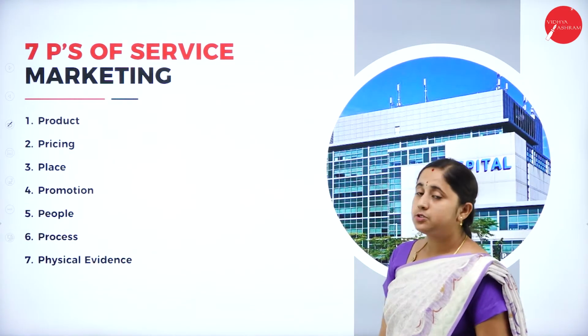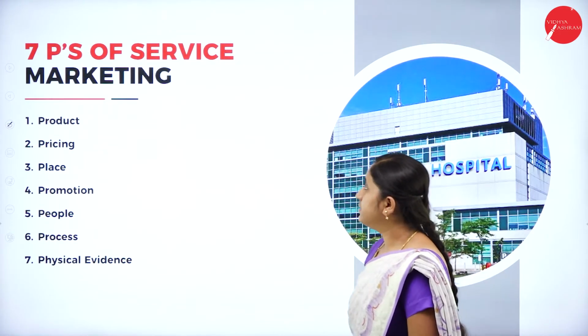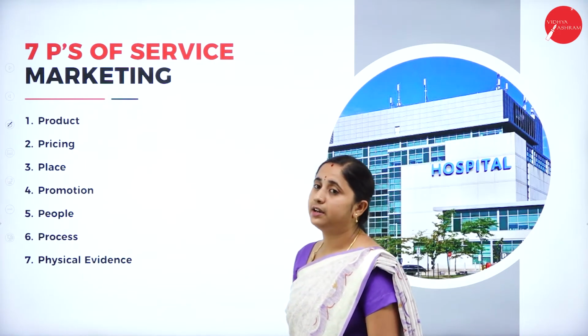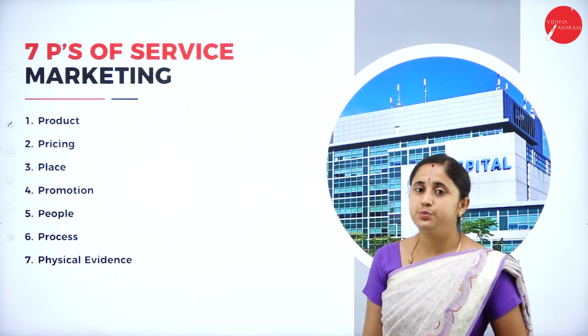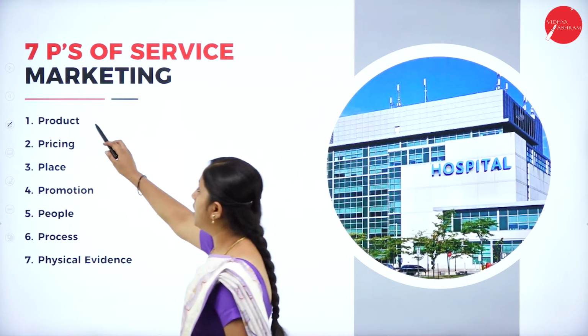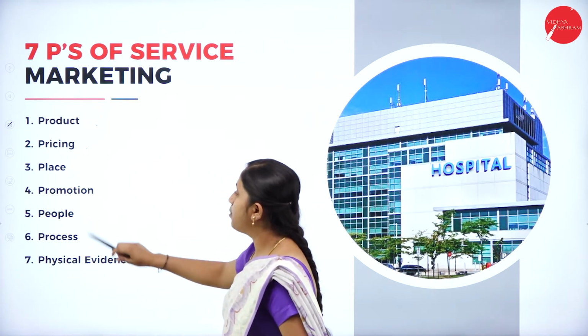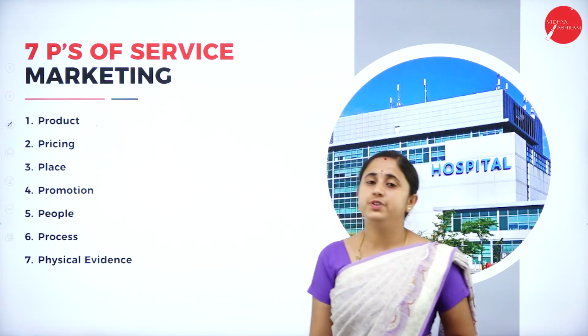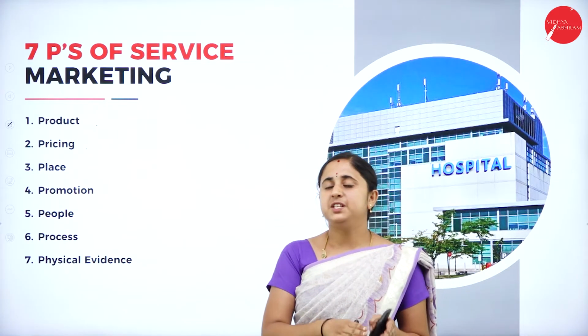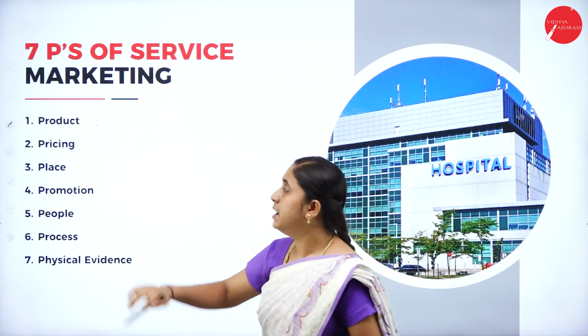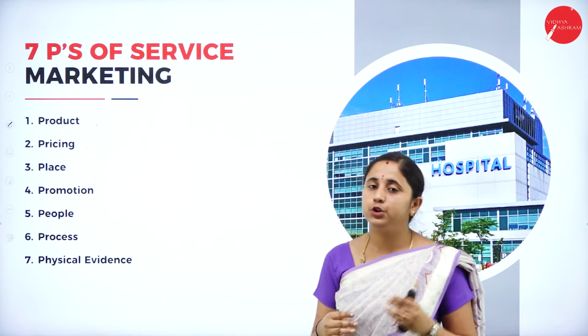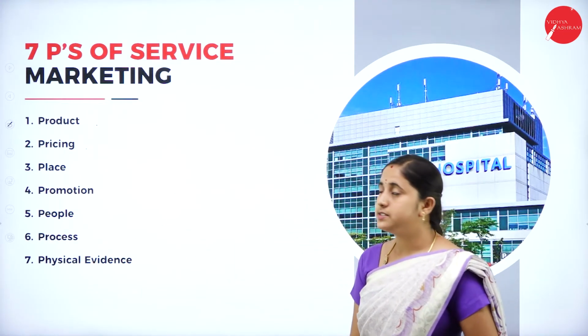Next one, last topic for Unit 5, 7 P's of service marketing. Now you all know the 7 P's for service marketing are product, pricing, place, promotion, people, process and physical evidence. Both the 7 P's for goods and services are the same, but the explanation is different for the goods as well as for the services.